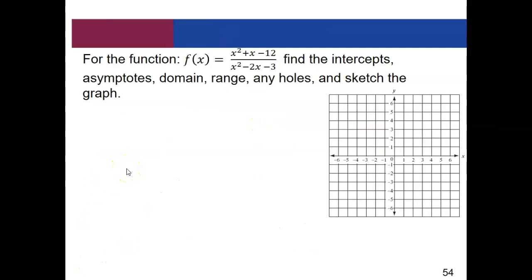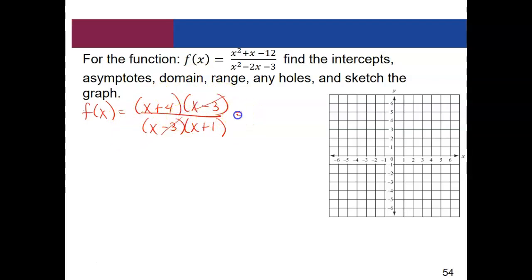Okay, so this function here is one that I would like for us to practice with. Try this one to identify any intercepts, asymptotes, domain, range, any holes, and then finally sketch the graph. So the first thing we would need to do is to factor this. Okay, so we can see that these are going to cancel out, and we're going to be left with a reduced function that is x plus 4 over x plus 1.